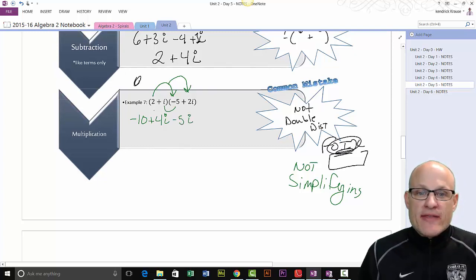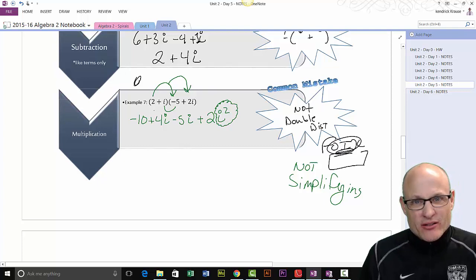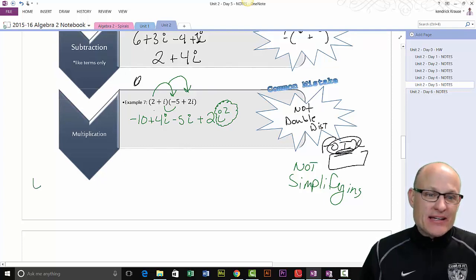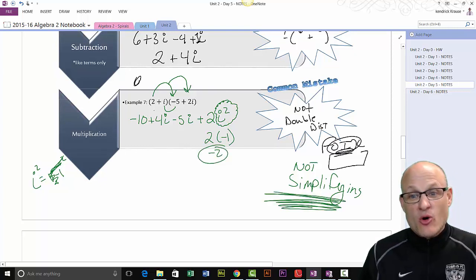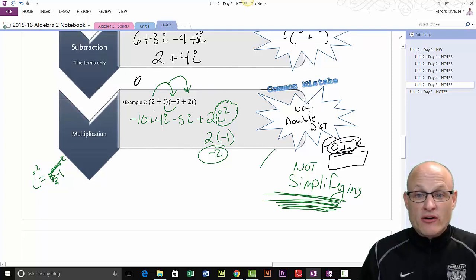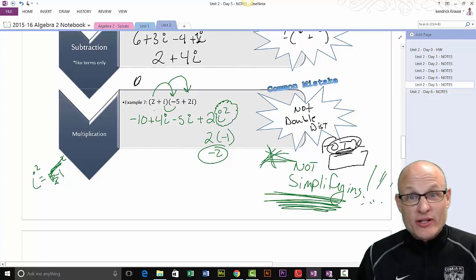Now here comes the hard part. And then this is going to be plus 2i squared. Now you've got to recall from yesterday or from like 3 days ago, what is i squared? Well, don't forget, i is defined as the square root of negative 1. So if I square both sides, whoosh, the root goes away, i squared is negative 1. So this is always really 2 times negative 1, or in this case, negative 2. And that's the simplifying part that kids will always forget to do. So that's a huge one. Star it, underline it, exclamation point it, and tattoo it on your forehead.